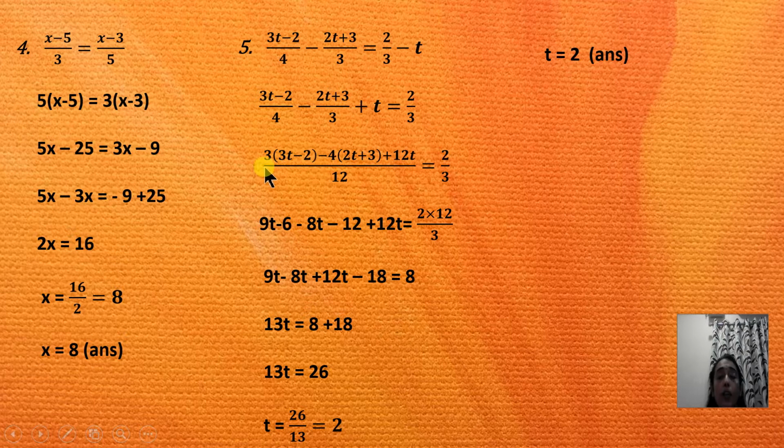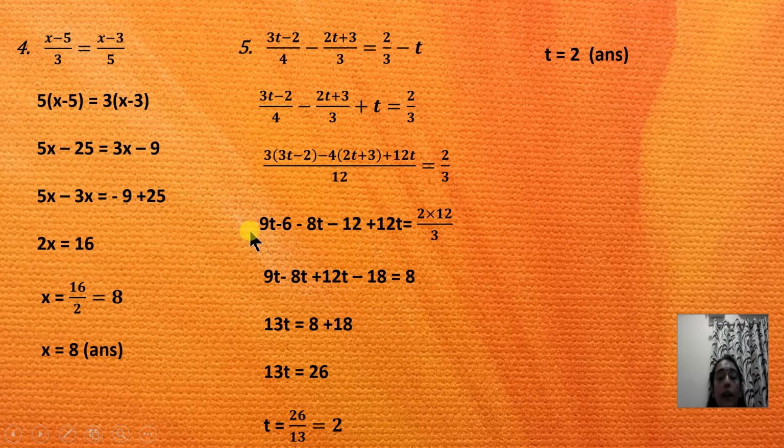So 3 into 3t is 9t, minus 3 into 2 is 6. Minus 4 into 2t is minus 8t and minus 4 into plus 3 is minus 12. Minus into plus, minus 4 into 3, 12. Plus 12t is equal to 2 upon 3 into 12. 3 ones are 3 and 3 fours are 12. So 2 into 4 is equal to 8.